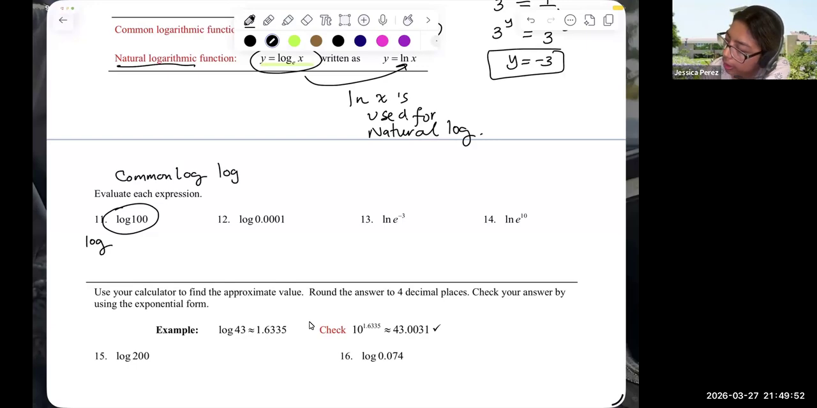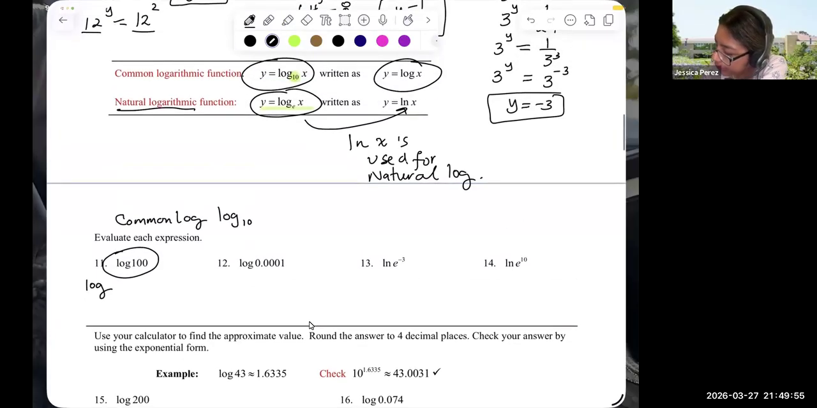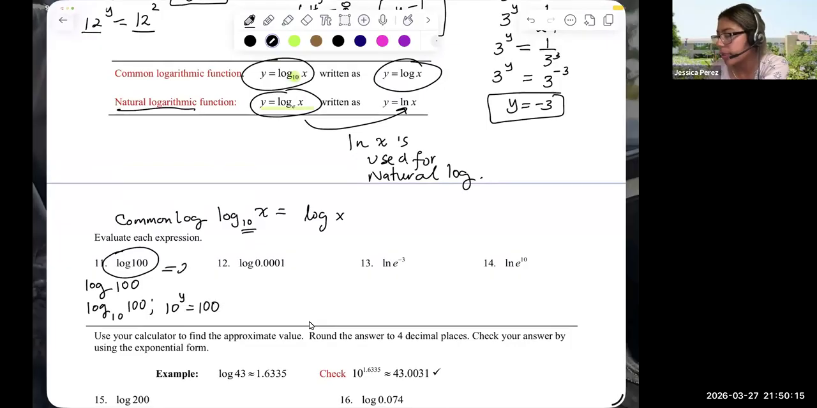Remember, the common log is log base 10 of x, which is the same as log of x. The 10 kind of disappears. So log of 100 is the same as log base 10 of 100. You rewrite this as 10 to the what power gives me 100? And that power is going to be 2, because 10 squared is 100. Same thing here. You have the log base 10 of 0.0001. So 10 to the what power gives you 0.0001?